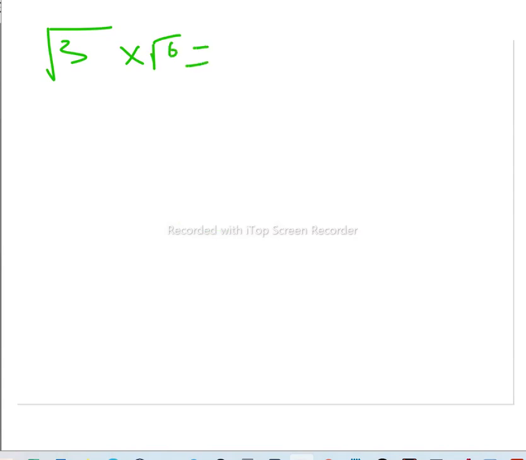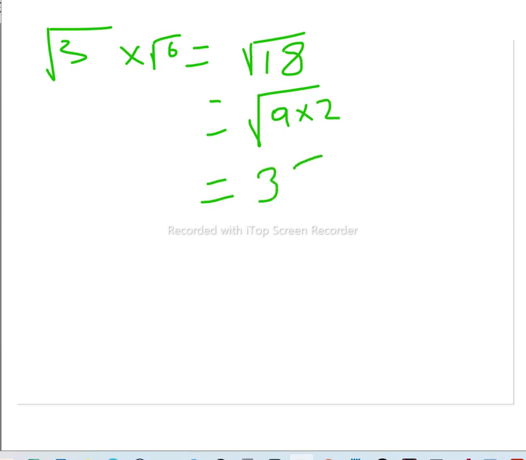Here, as we said before, if they have the same index, we simply multiply 3 times 6. So the square root of 18. 18 means 9 times 2. As you know, 9 is a perfect square, so it will come out of the square root like this.